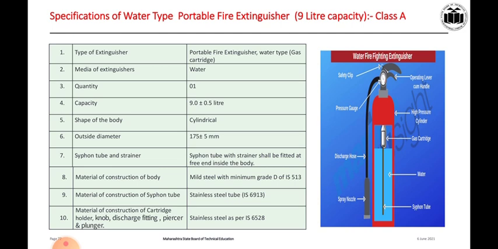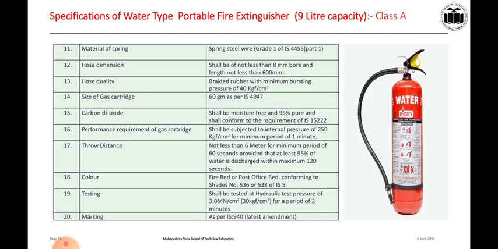Now, once we have removed the release valve or safety clip, we can press the operating lever cum handle, and once we press that operating lever, the gas cartridge and water siphon tube will allow the gas cartridge to discharge through the spray nozzle. Then material of spring. Here is the diagram of that fire extinguisher shown on the screen.